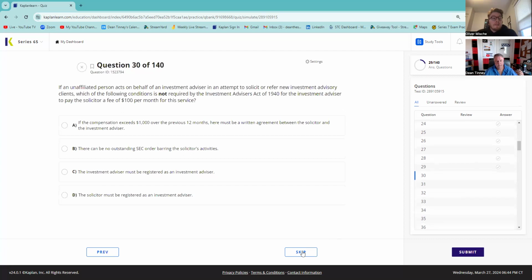An unaffiliated person acts on behalf of an investment advisor and attempts to solicit or refer new investment advisory clients. Which of the following conditions is not required by the Investment Advisers Act of 1940 if the solicitor fee is $100 per month for this service?